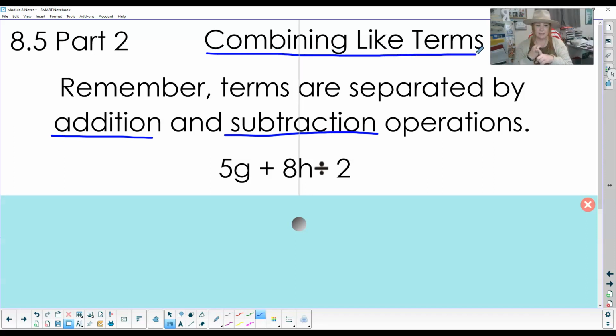So combine, right? Put them together. Like means they have to be similar to each other. They have to mean the same thing, and we're only putting terms together.